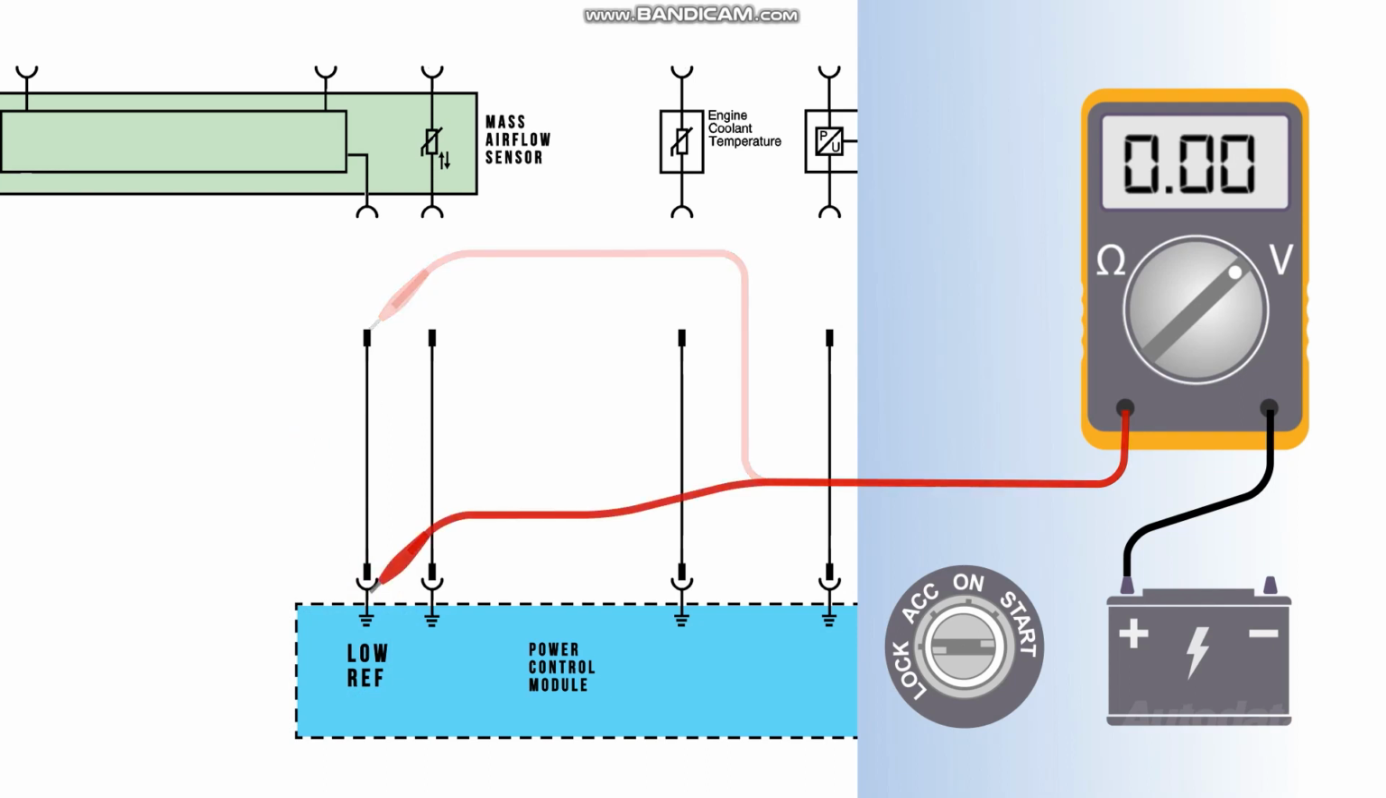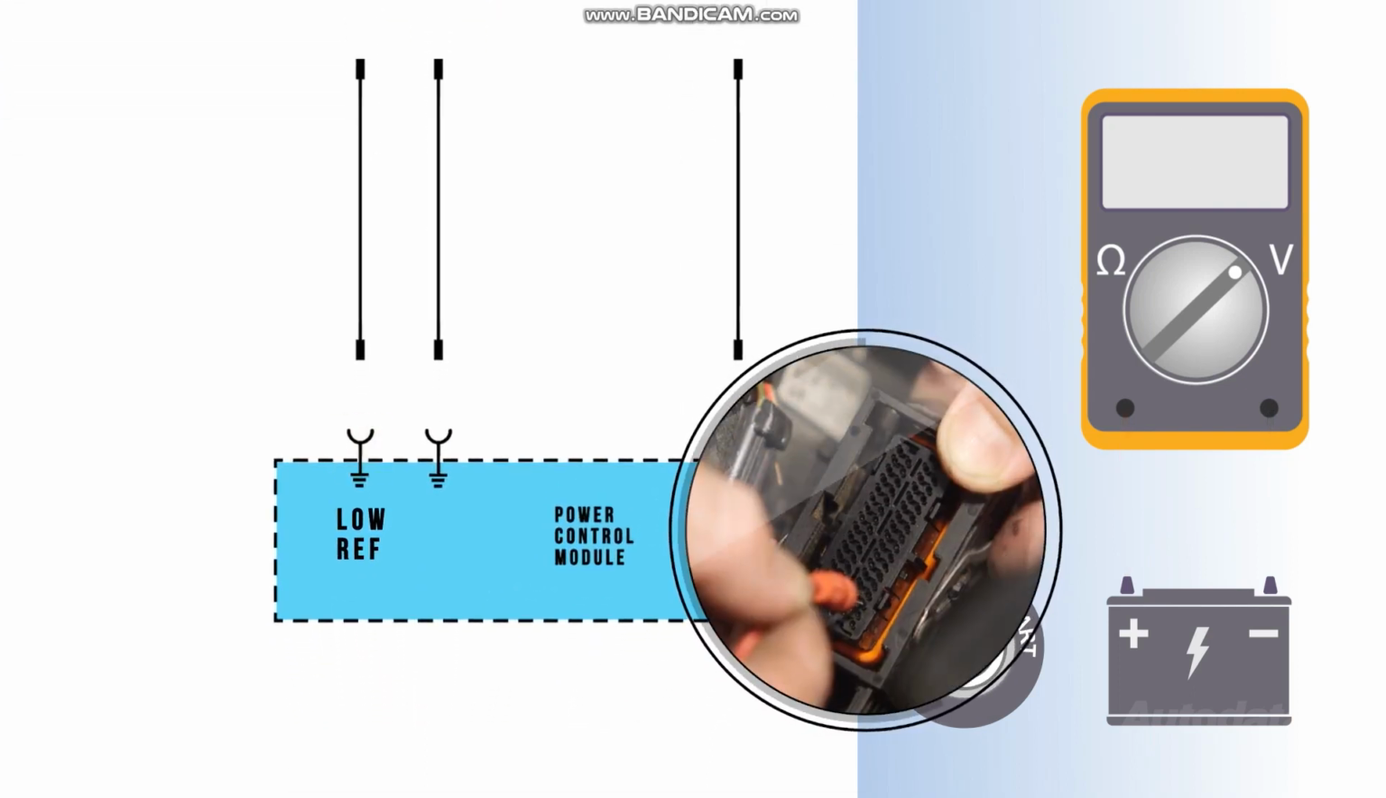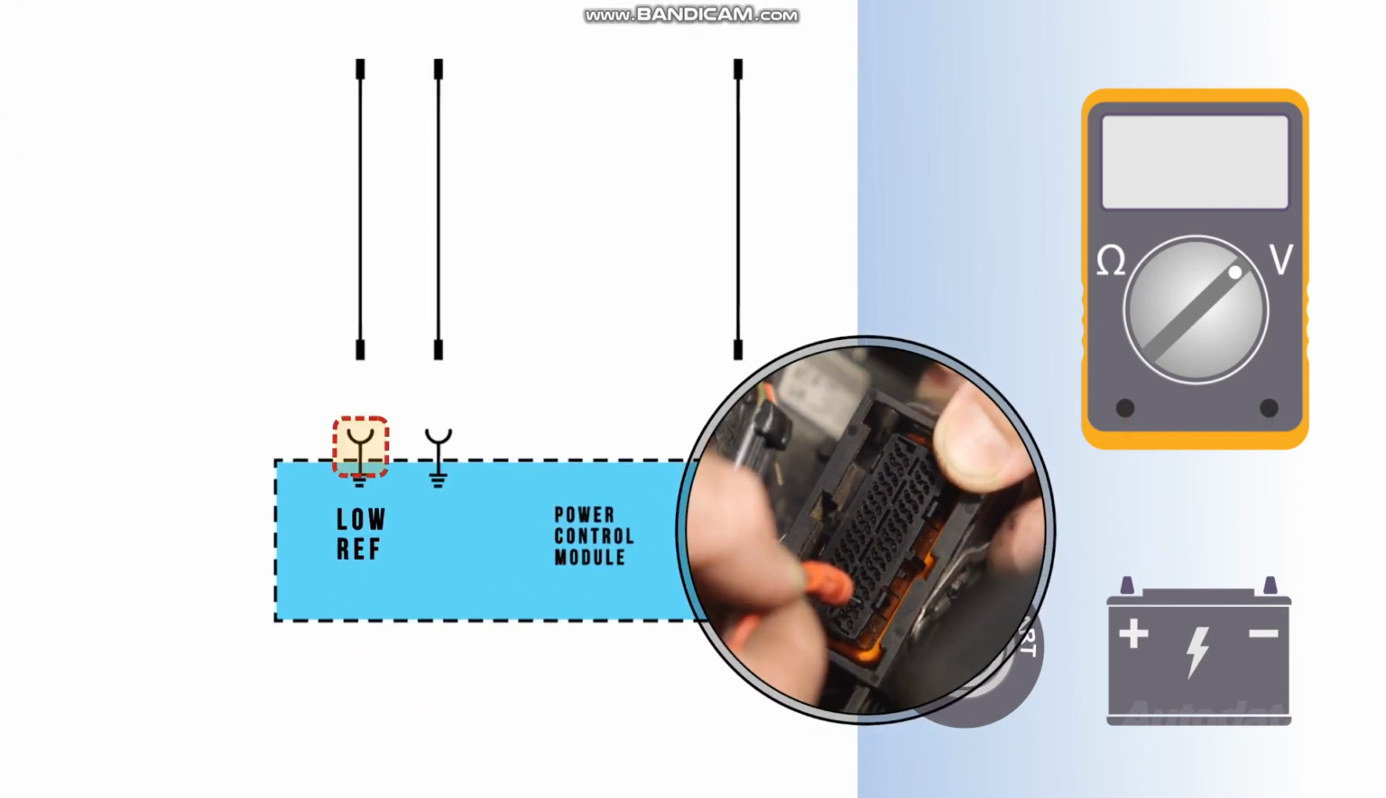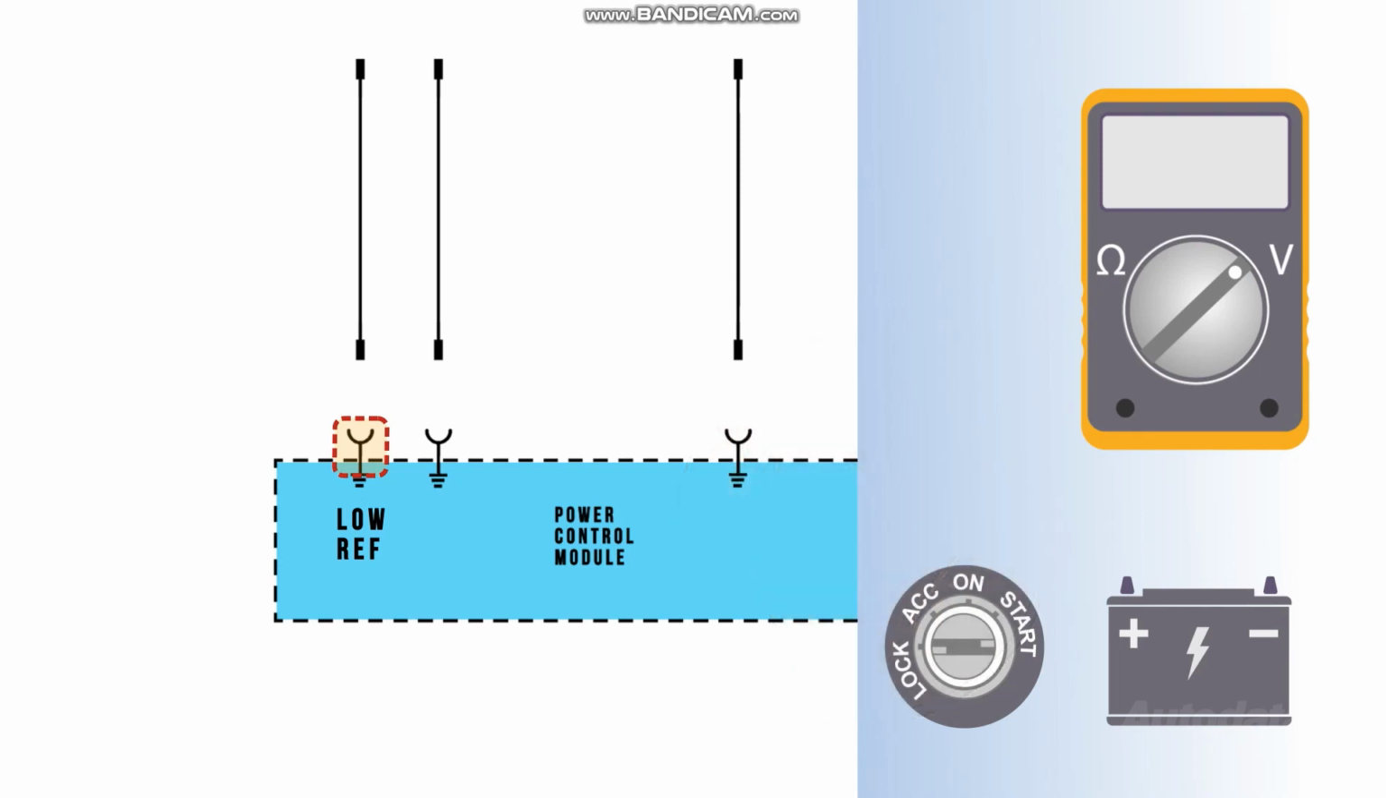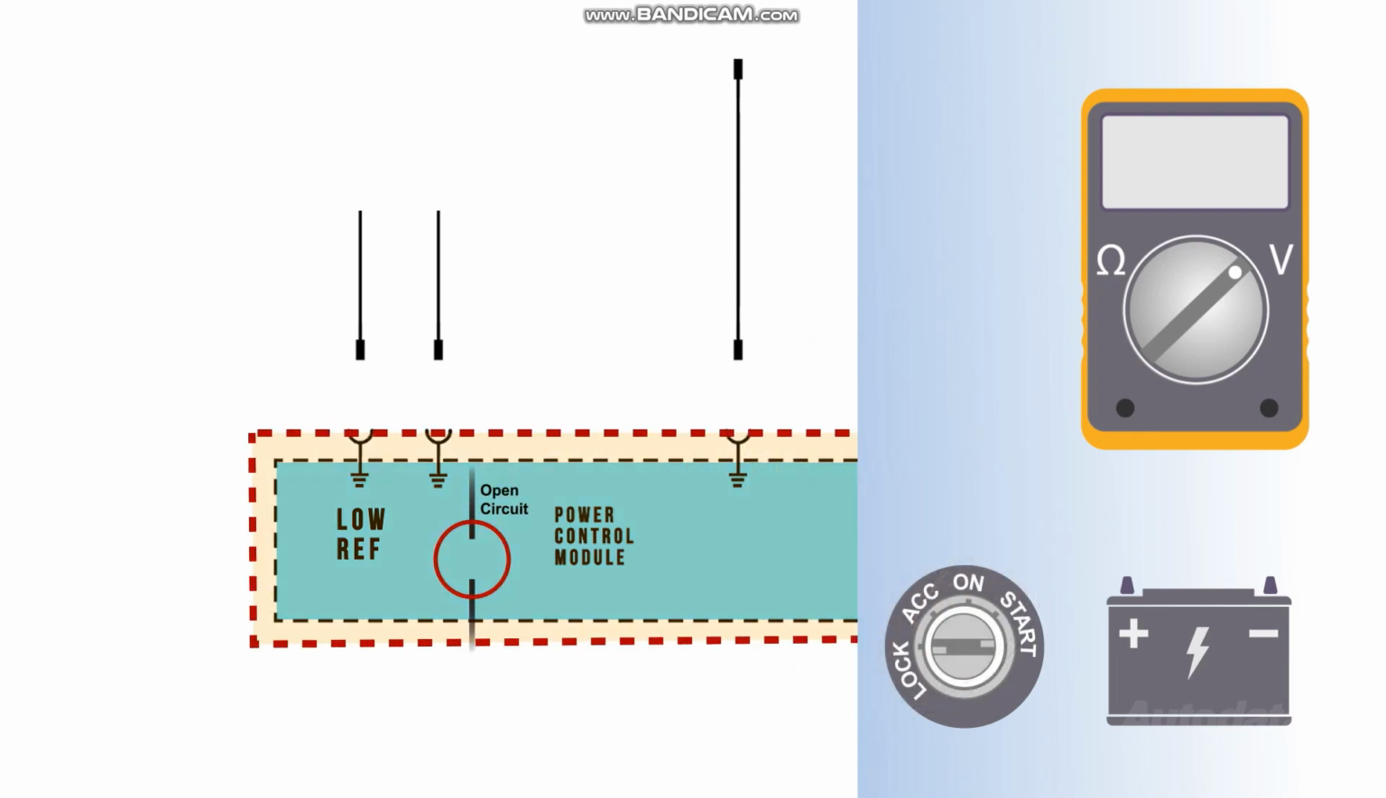Move one meter lead to the ECM connector and back probe the MAF low reference terminal and watch the display. If the meter displays battery voltage here, then there is an open between the two connectors. If the meter still displays 0, disconnect the ECM and inspect the MAF low reference terminal for corrosion and terminal tension. If no fault is found during this check, the open must be internal to the ECM.